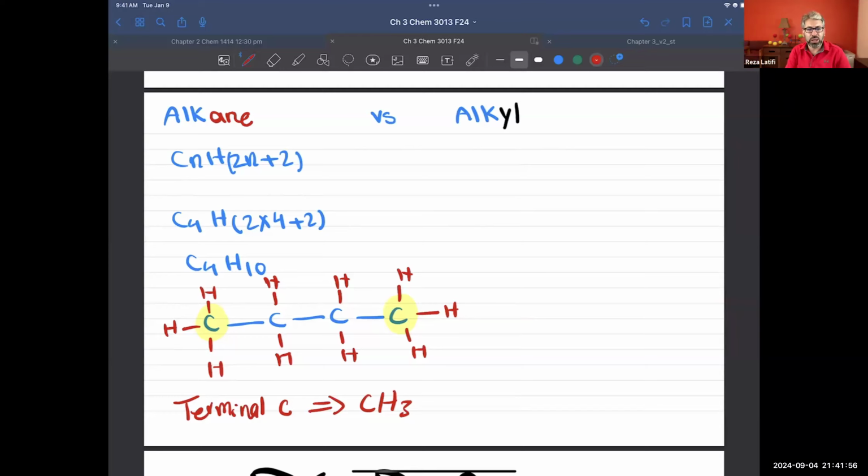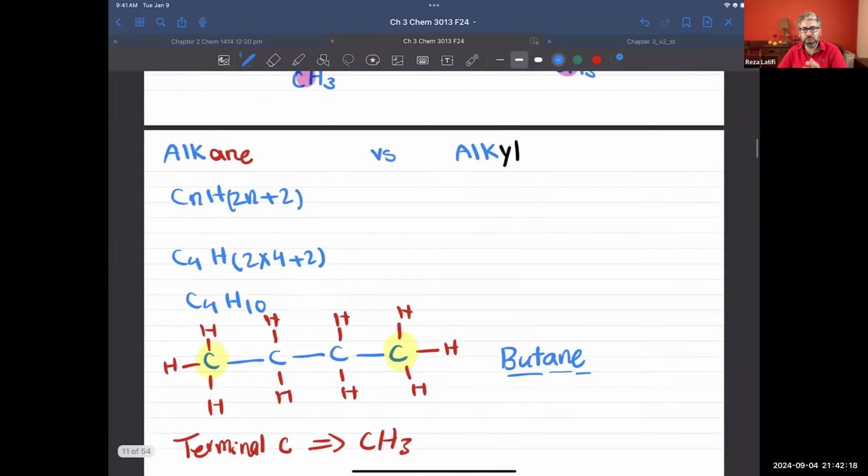Okay, now we call it butane. Why butane? Butane is telling us that we are dealing with 4 carbons and the compound is saturated. How do I know it? I know it through AN. And what's the meaning of E? That I'm dealing with a hydrocarbon.